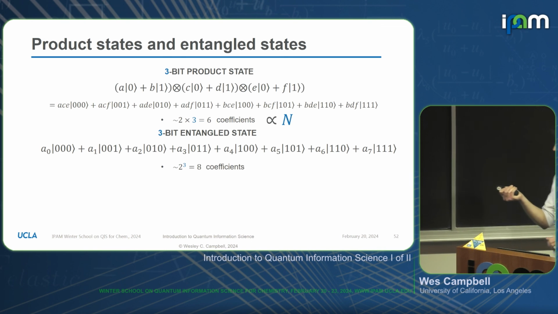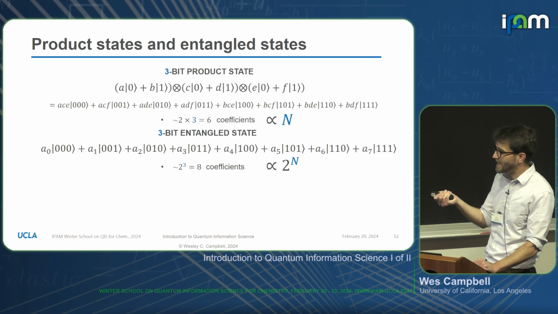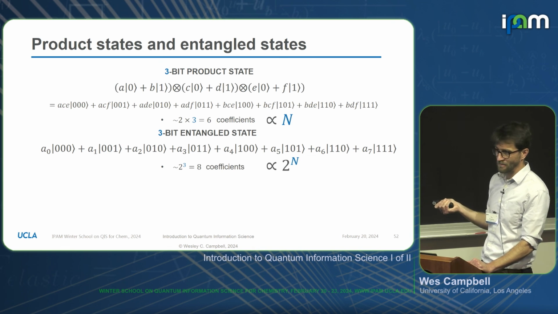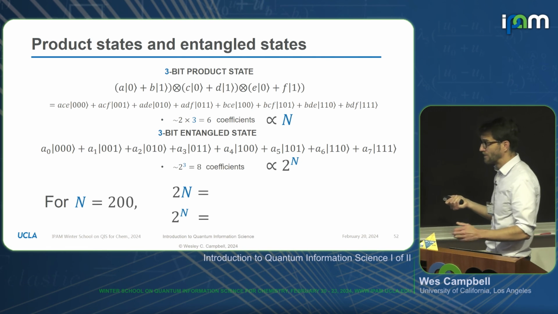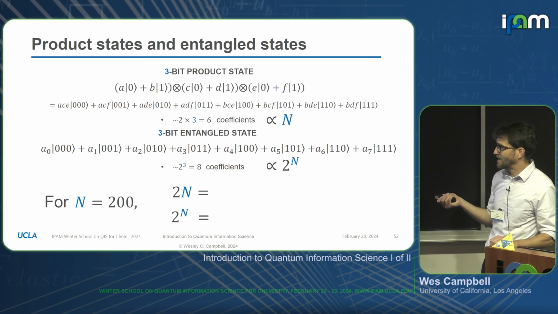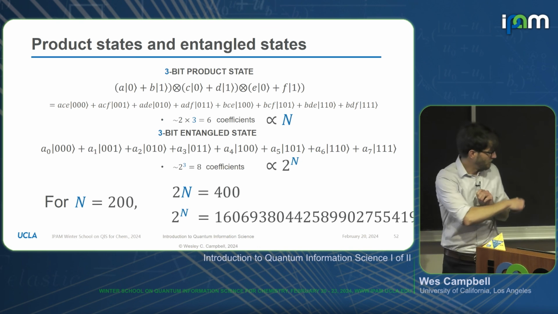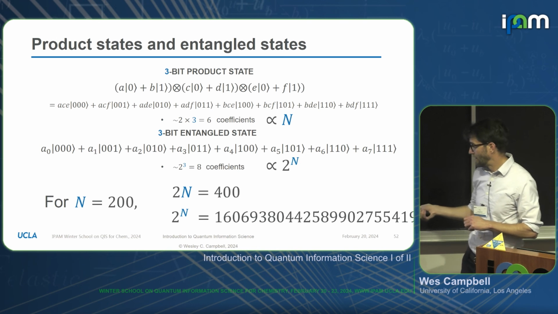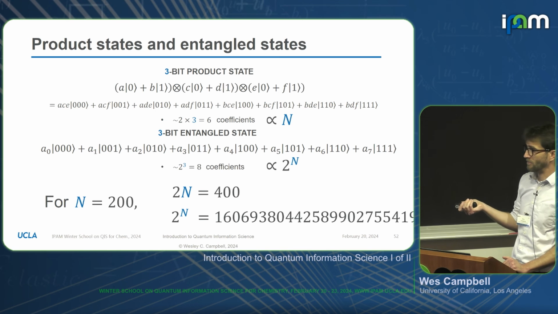The point is that this scales like the number of qubits. A classical state and a product state scale like the number of qubits. An entangled state is exponential in the number of qubits. And it doesn't take many qubits before this difference becomes quite important. So if you imagine that you have 200 qubits, then the number of coefficients I might need to describe a product state is 400. And the number I might need to describe a full quantum state is just astronomically huge. You'll never do it. You can't do it with your classical computer.